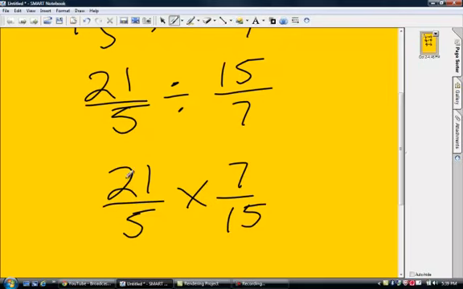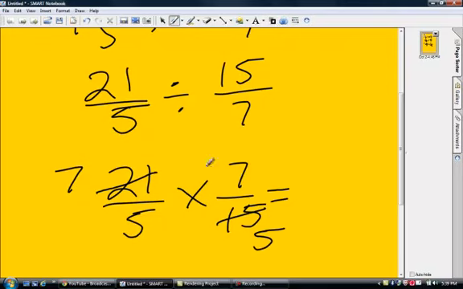Now we can ask ourselves, do these share any common divisors? 5 and 7, do they share anything? They certainly do not. So there's nothing we can do with 5 and 7. However, 21 and 15 do. They share 3. So 3 goes into 21 7 times, and 3 goes into 15 5 times.